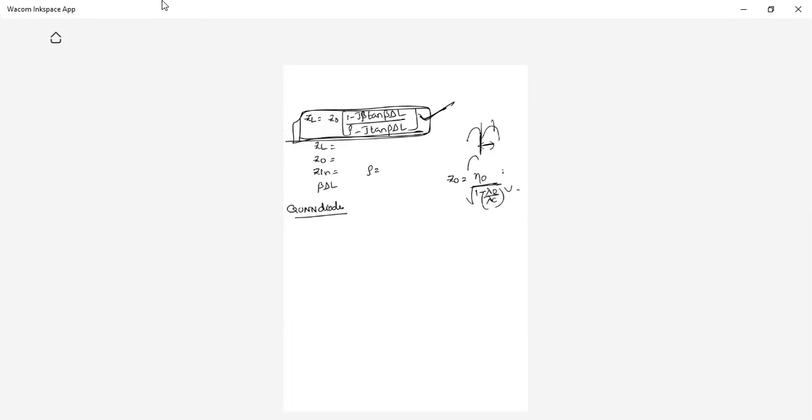So I'll give a brief introduction about a Gunn diode. Within 10 to 15 minutes, I'll explain everything. So what is a Gunn diode? It's a two-terminal device. Actually, GUNN diode.